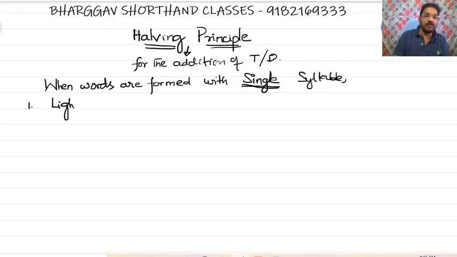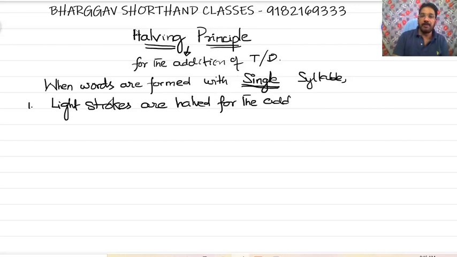Light strokes are halved for the addition of T only. Pat, P halved, light dot. Pet, P halved, light dot.